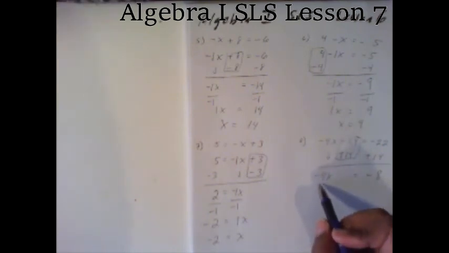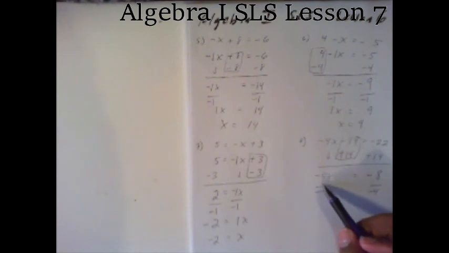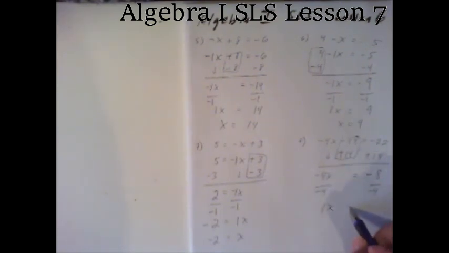Now, I want to get rid of the multiplying negative 4, so I'm going to divide by a negative 4. And what you do to one side, you do to the other. So we'll divide by negative 4 there. Negative 4 divided by negative 4 is 1 times x. 8 divided by 4 is 2. And negative divided by negative gives us positive. So the conclusion is that x is 2.